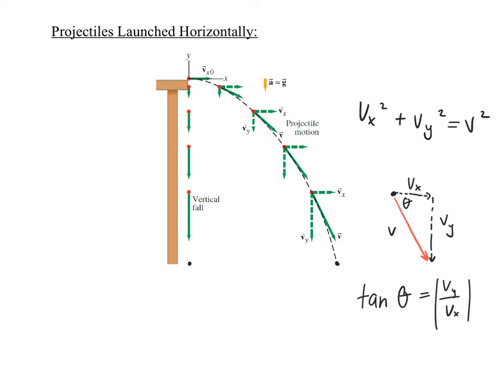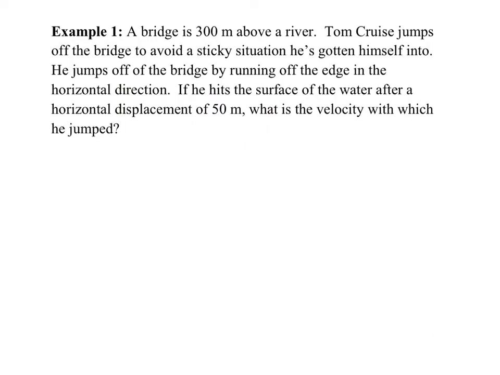Let's take a look at one example to start. It'll help us to see an example first. A bridge is 300 meters above a river. Tom Cruise jumps off the bridge to avoid a sticky situation he's gotten himself into. I'm thinking of those Tom Cruise movies, like Mission Impossible, where he does all his own stunts.